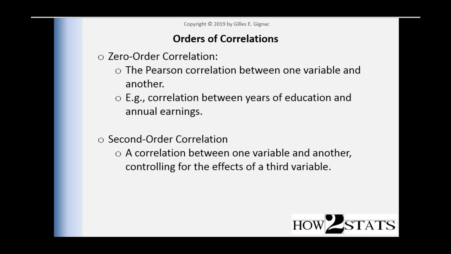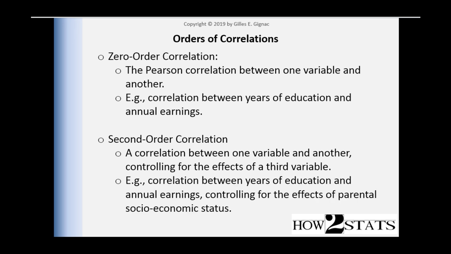I just want you to get the idea that there's a zero-order correlation, which is a regular correlation that you are familiar with, and then there's something like a second-order correlation, which is a new type of correlation that involves controlling for the effects of a third variable. And an example of that would be the correlation between years of education and annual earnings controlling for the effects of parental socioeconomic status. A person would refer to that as a second-order correlation.